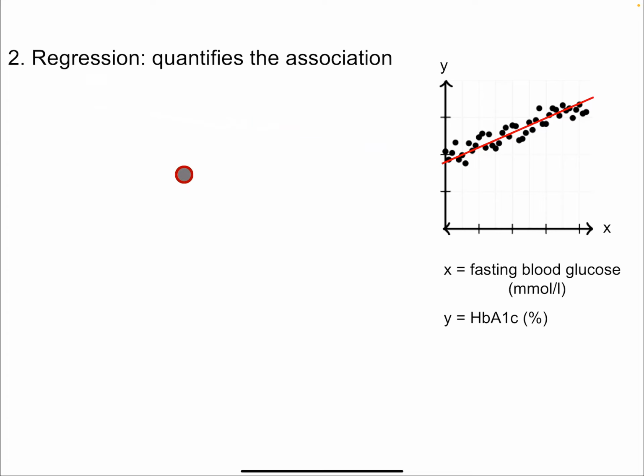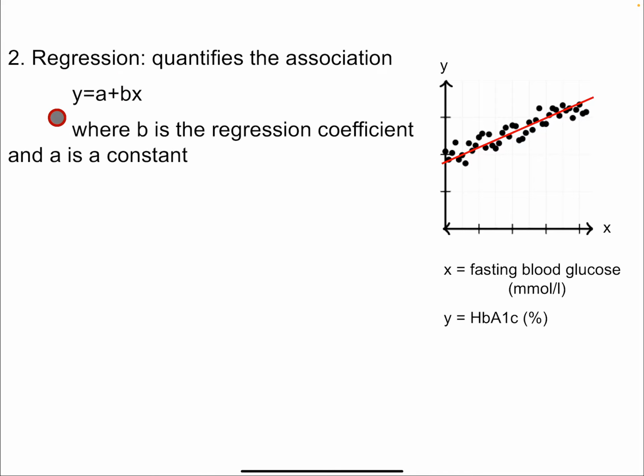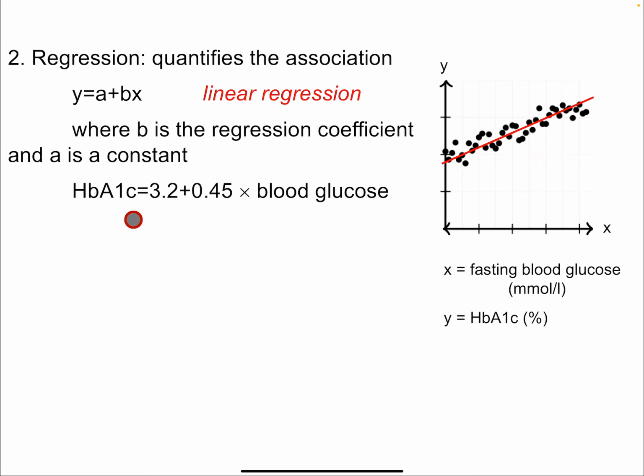In general, a line can be described by an equation. Here, A is the constant, B is the regression coefficient. Since this line is straight, this regression is called linear regression. Suppose we have done the work and determined A and B for this regression. Here, 3.2 is the constant, and 0.45 is the regression coefficient.